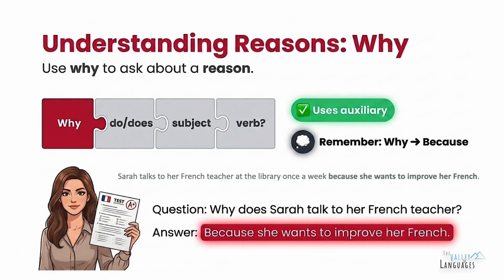What's her actual motivation here? Why is she spending her precious free time doing this? When we want to understand reasons, we use why. And the golden rule to remember here is that why connects directly to because. Why does Sarah talk to her French teacher? And the answer aligns perfectly, because she wants to improve her French.